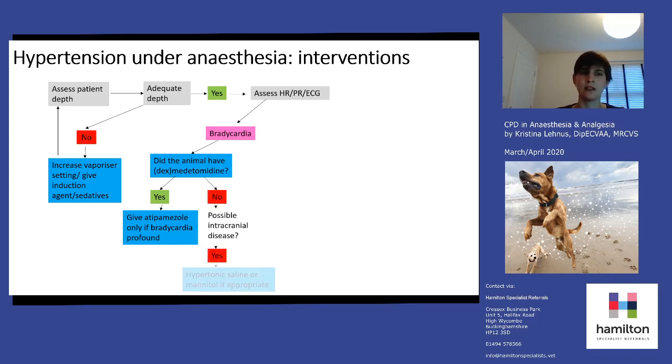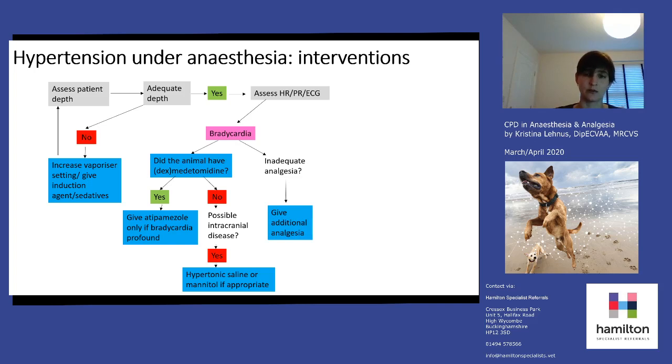If the answer is no, and it's hypertensive and bradycardic, then you've got to think, is there some sort of underlying pathology for this? And the most serious one and the most common one, I guess, would be raised intracranial pressure. And hopefully you'll have picked up on your clinical exam or in the animal's history whether or not it's likely to be raised intracranial pressure. But if in doubt, hypertonic saline or mannitol should be given. And it's probably safer to give them and the animal didn't need them than to miss it and the animal herniates.